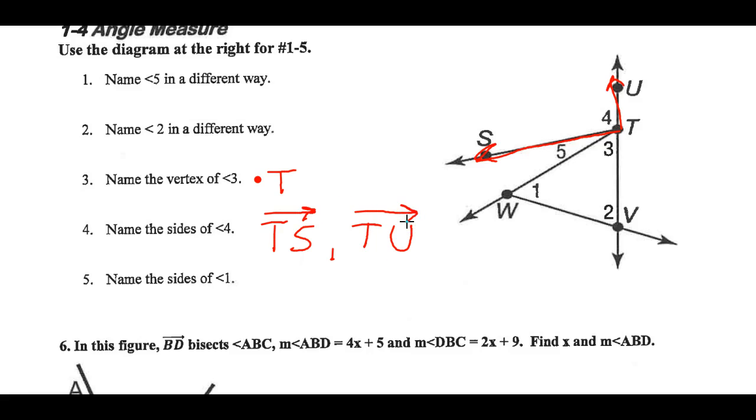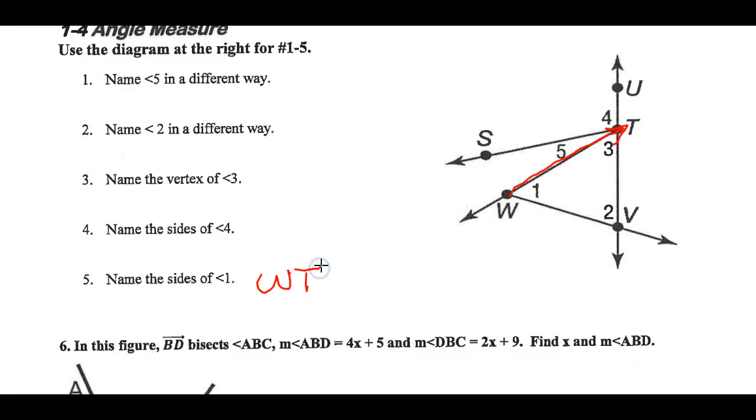Okay. So try the same thing for number 5 on your own. Name the sides of angle 1. Try that one on your own. Okay, so if you name the sides for angle 1 correctly, we have this ray here, WT, for Washington Township, of course. And then we also have ray WV.